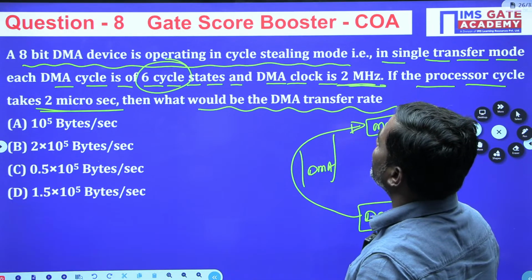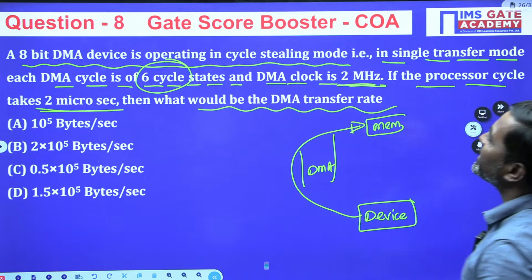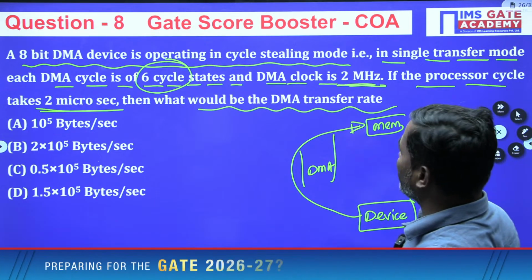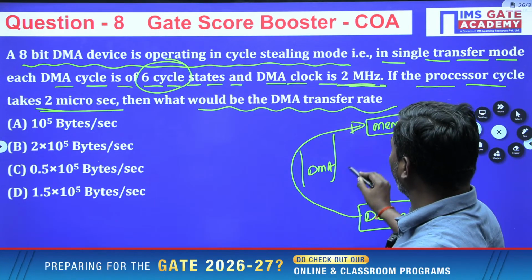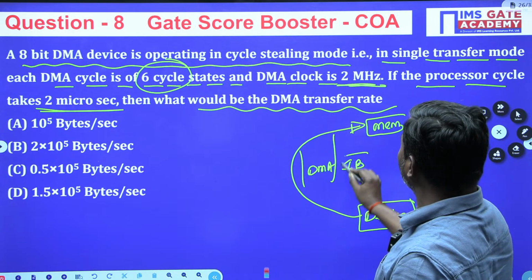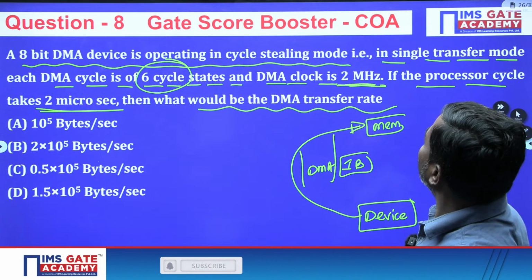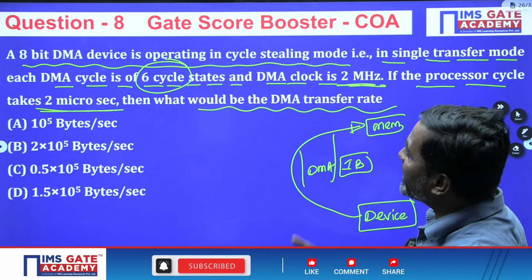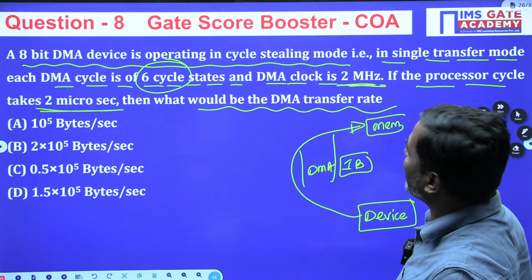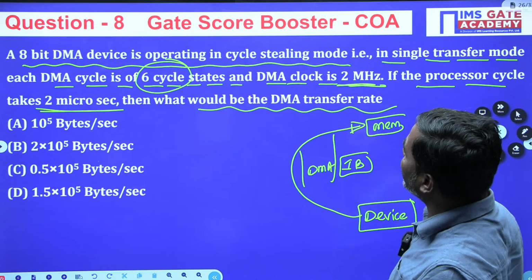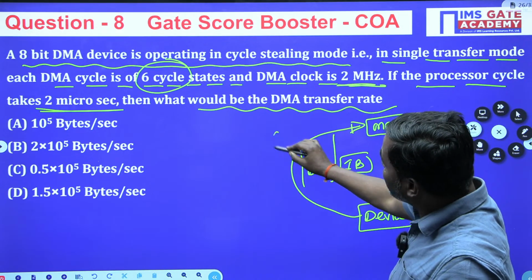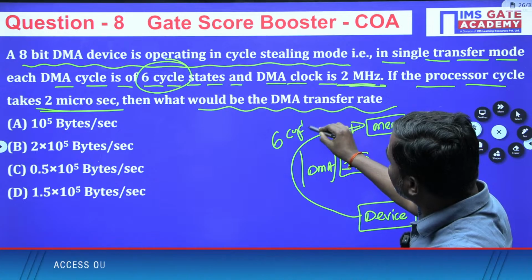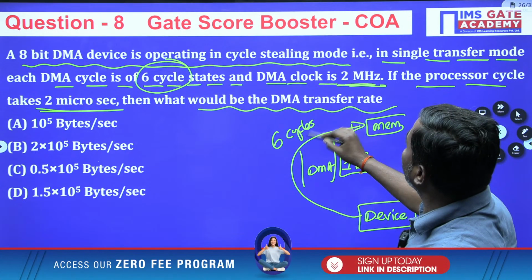So the 8-bit device is operating in cycle stealing mode. 8-bit DMA, 8-bit means 1 byte we are sending. 1 byte of data we are sending now, operating in cycle stealing mode, single cycle transfer. Each DMA cycle takes 6 CPU cycles. We are using 6 cycles now, and the DMA clock rate is given.